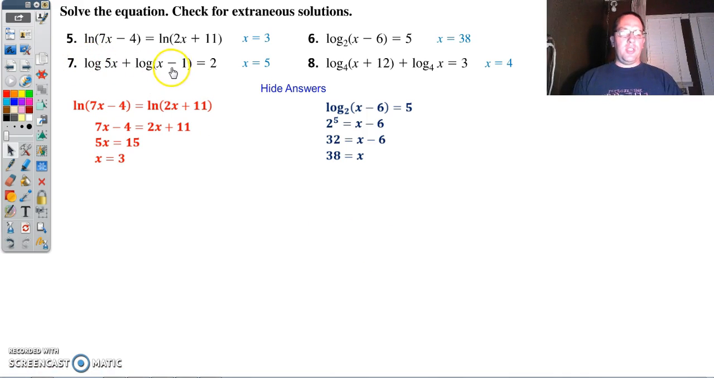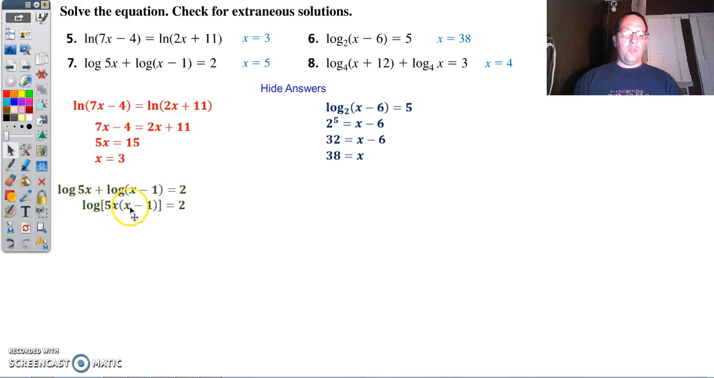Okay, so number 7, this is going to be a bit more work because we have two logarithms on the same side equal to some other number there. But they do both have the same base. They're both common logs, so they're both base 10, which means since we're adding the logarithms, we can multiply the arguments and make this one single logarithm.